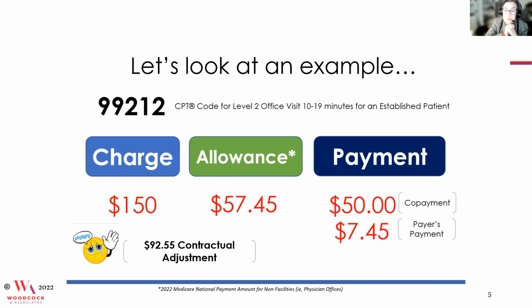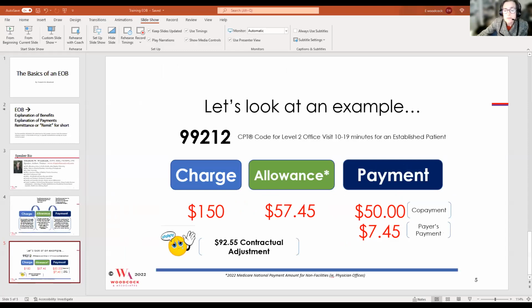We never collect it. And then remember, Medicare doesn't always pay that allowance straight up. They may have a co-payment or a co-insurance, and then maybe they would pay the residual directly from Medicare of that $7.45. That's a good example. So let's go ahead and take a look now at an actual explanation of payments. And I want to do a very, very straight one so that we can really see what is going on.